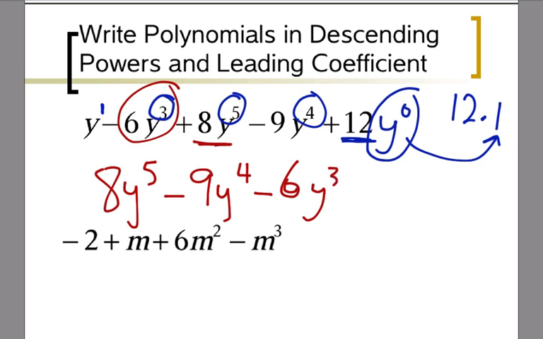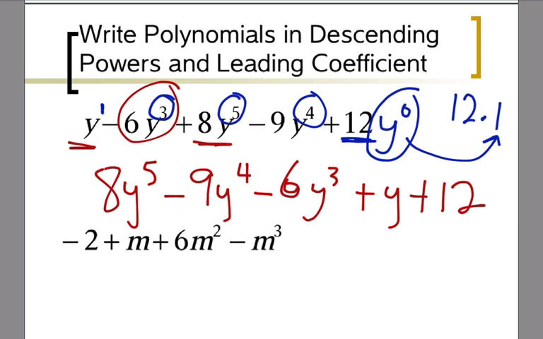And then the next one we have is there's no second power, so we jump over to the y, so it's plus y, and finally plus the 12. Now we don't have to rewrite the 12 and then y to the 0, you just put the 12 there. So this is descending powers for this first example. Let's take a look at the second one here.